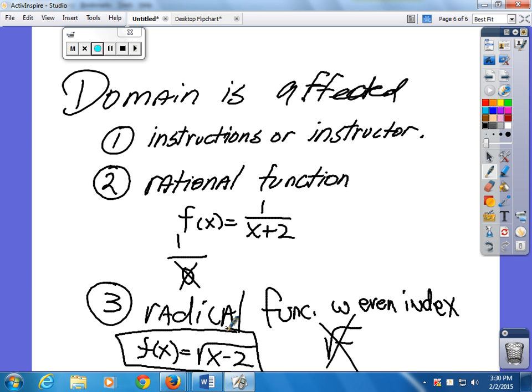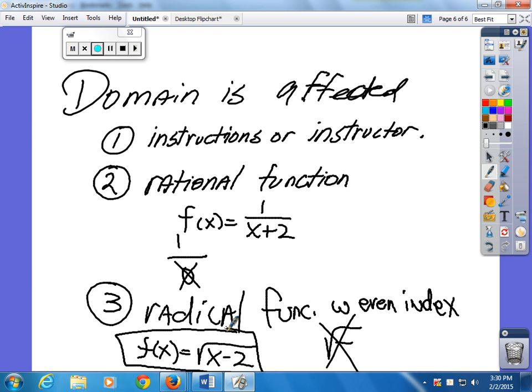3. 3 minus 2 is what? 1. Square root of 1 is? 1. 4 minus 2 is 2. Square root of 2 is 1.4. 5 minus 2 is 3. Square root of 3 is 1.57. What's next? 6. 6 minus 2 is 4. Square root of 4 is? 2. So the domain is not affected, and the range is not what?